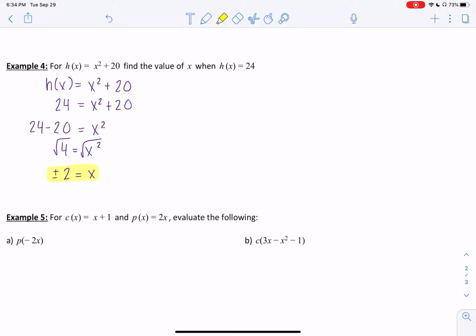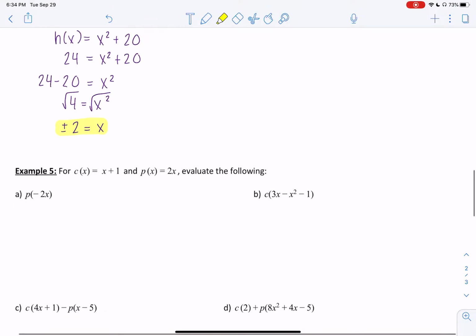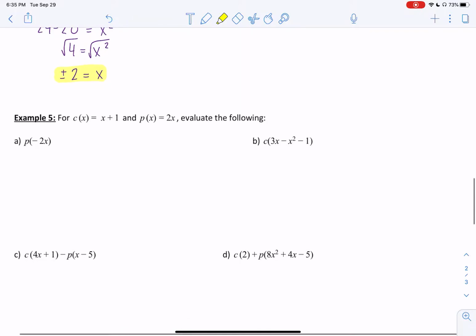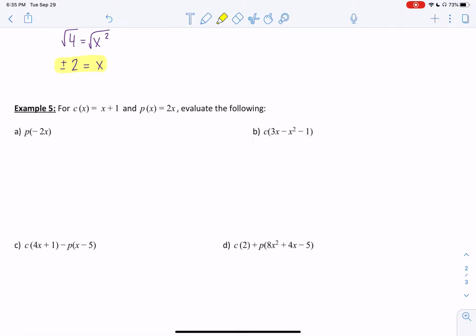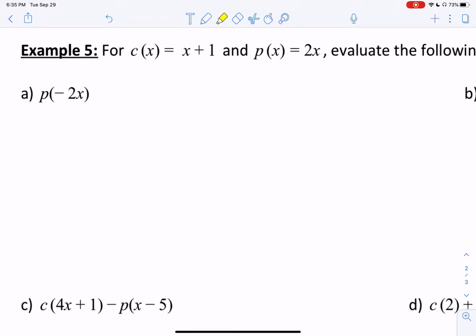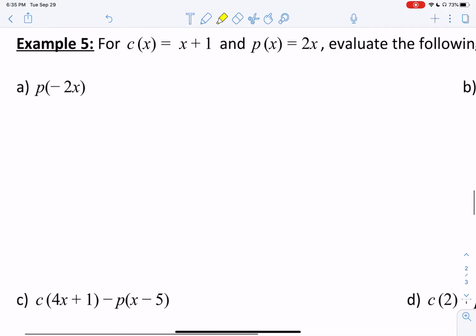Now our final example, we have c at x equals x plus 1, and p at x equals 2x. So using that, we want to evaluate the following. So let's start with p at negative 2x.